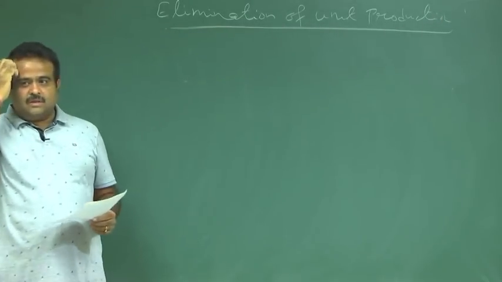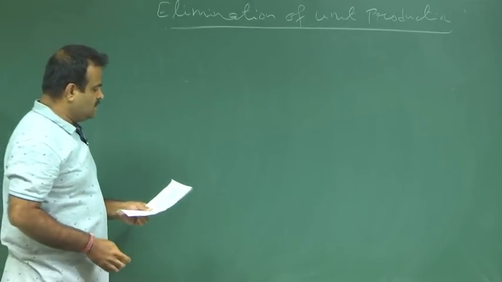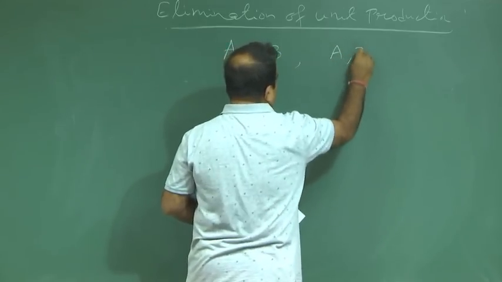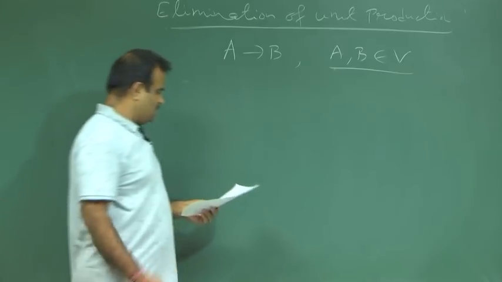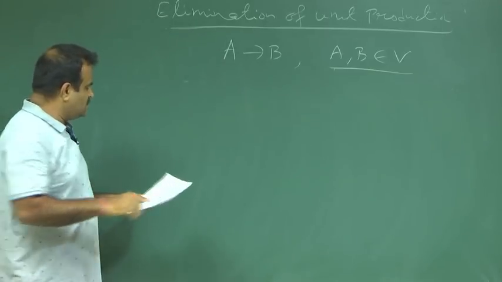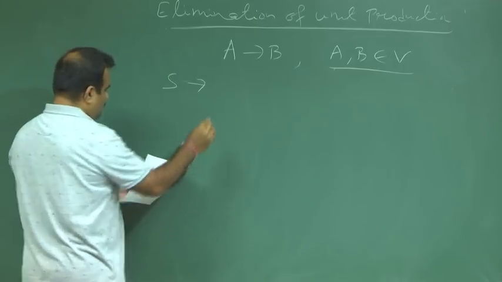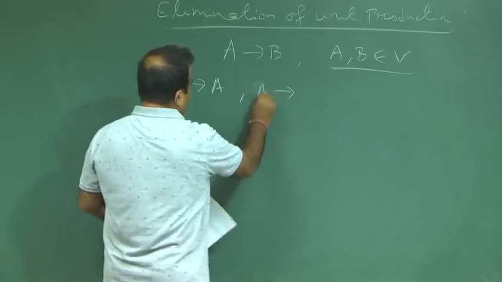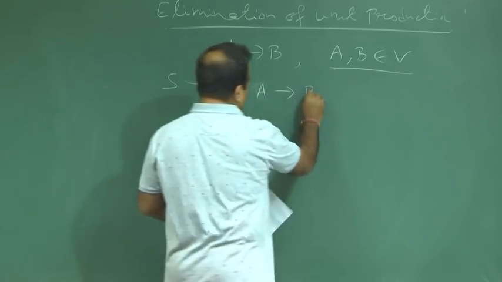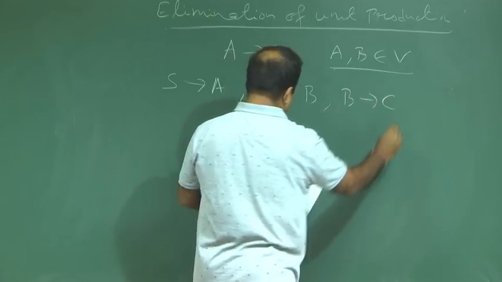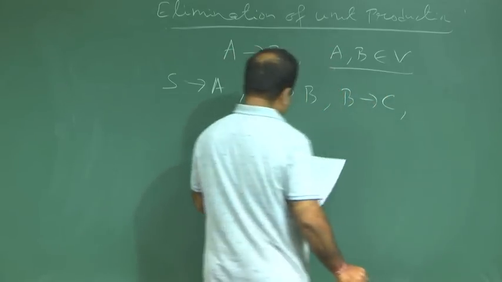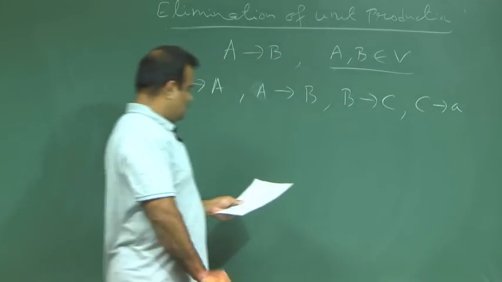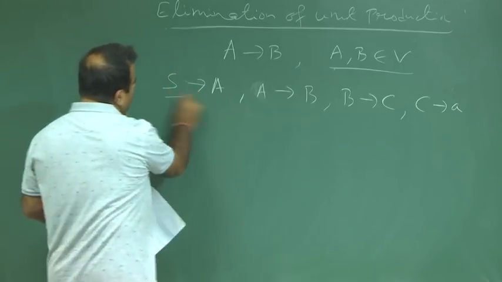Okay, so a unit production or chain rule in G is a production of the form A goes to B, where A and B are two variables only, not a string of variables. So, these are called unit productions. For example, if we have a grammar like this: S goes to A, A goes to B, then B goes to capital C, and then C goes to small a. Now, these are all unit productions.